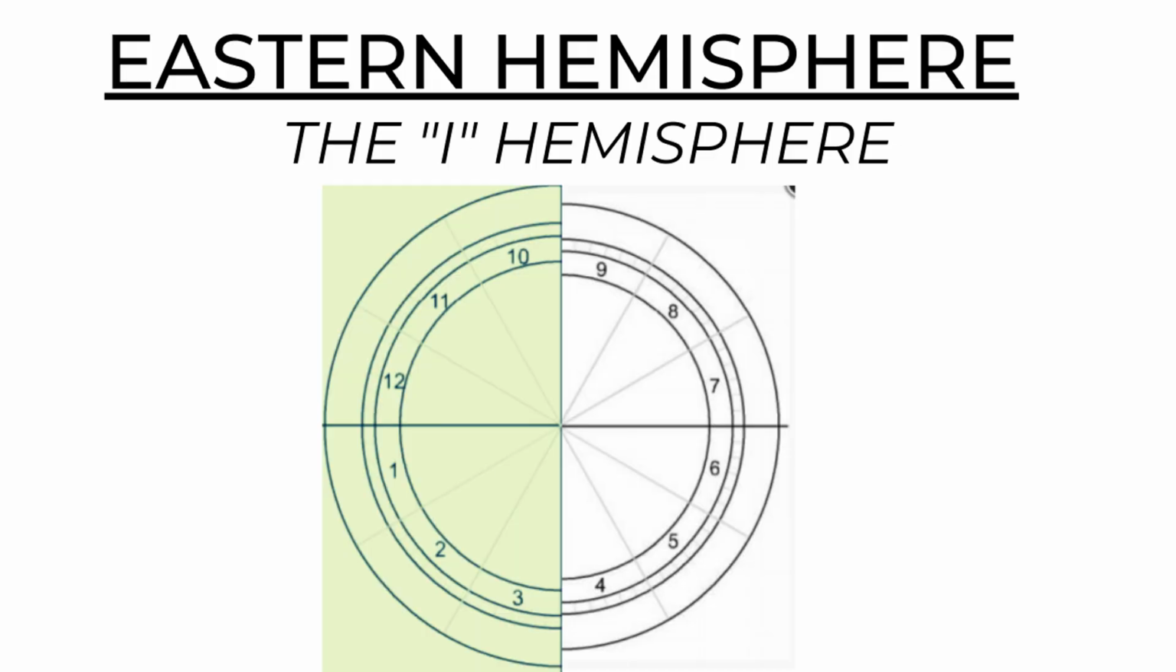Next, we have the Eastern Hemisphere, with houses 1, 2, 3, 10, 11, and 12. This is considered the I-focused hemisphere. This hemisphere involves a lot of houses that place emphasis on not just the person's individual identity, but also the expression and action they put behind their identity, often being a very free-spirited person who expresses themselves freely and does whatever they wish to do.